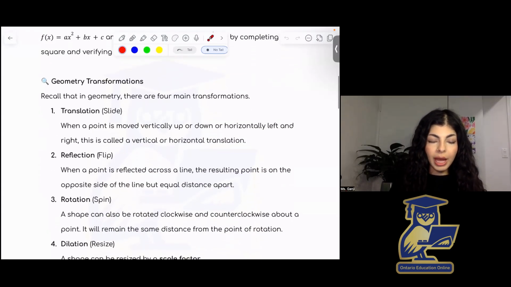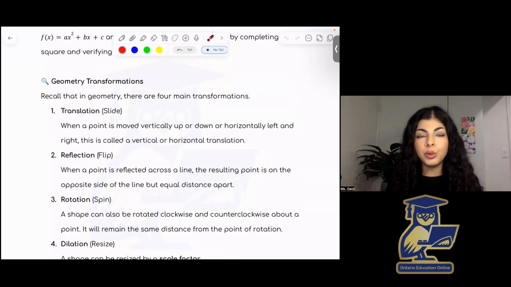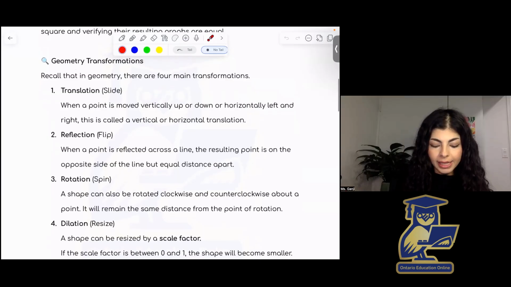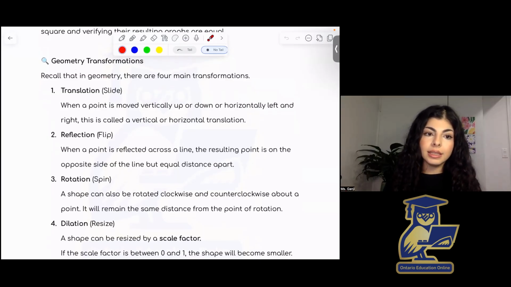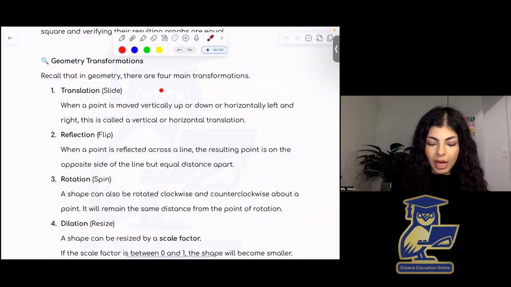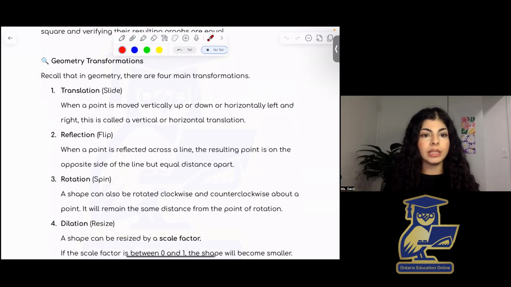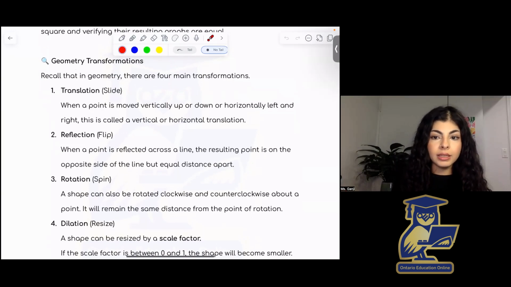So in geometry, we have different transformations, which are pretty much ways that you can move points about on the grid. Our first way is translation, and that's like sliding. So as you slide a point right or left, or if you move it up or down, this is called a translation. And then you will just say the point has been translated however many units and the direction.